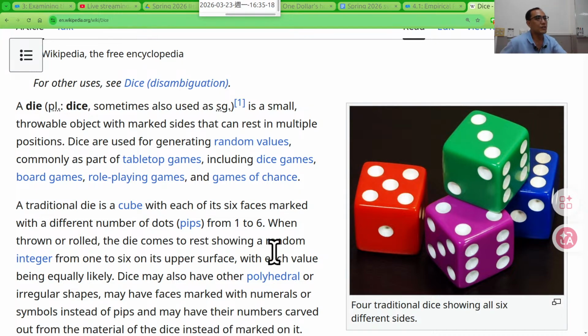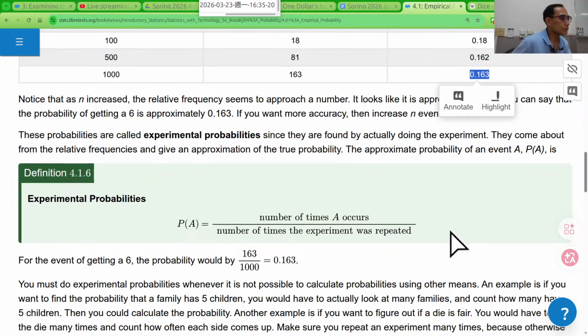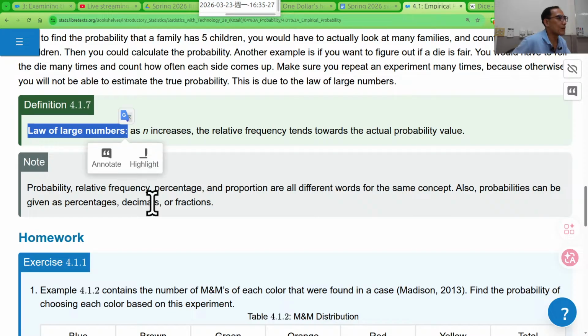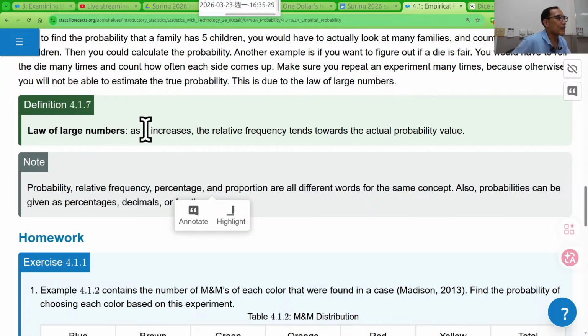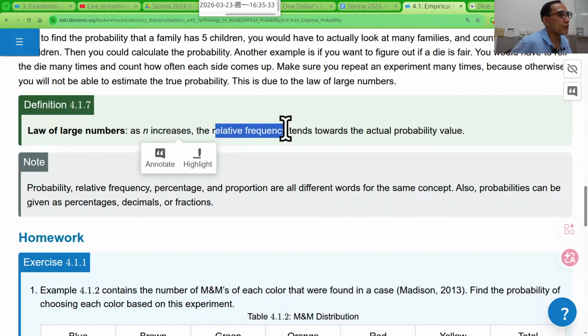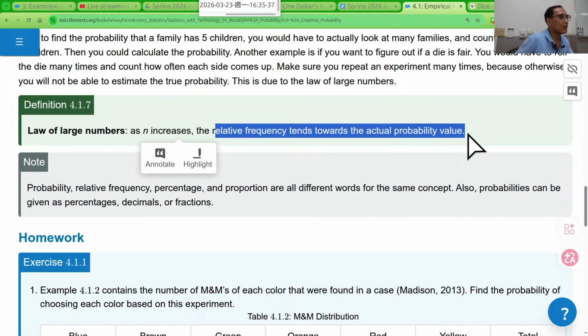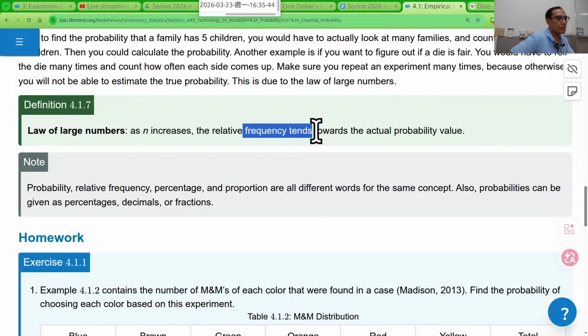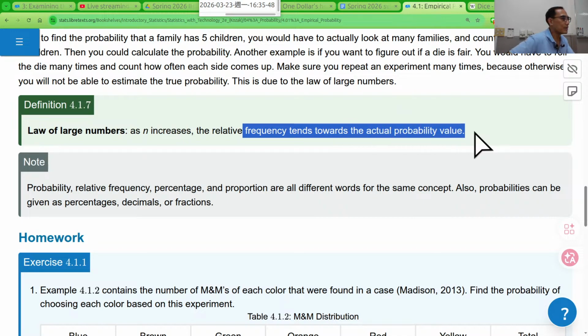Let's come back. Law of large numbers: as n, the number of experiment trials, increases, the relative frequency trends toward the actual probability value. When we increase the number of experiments, the relative frequency trends towards the actual probability value.